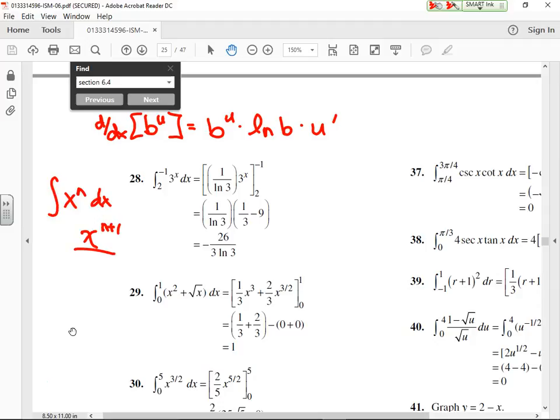I offset by the constant that comes from the derivative, right? A constant comes down, I need to offset by that. I'm doing the exact same thing here. I'm offsetting by the ln of b.